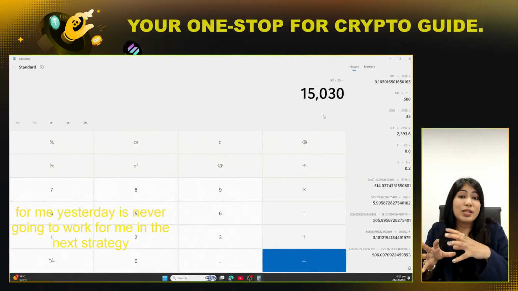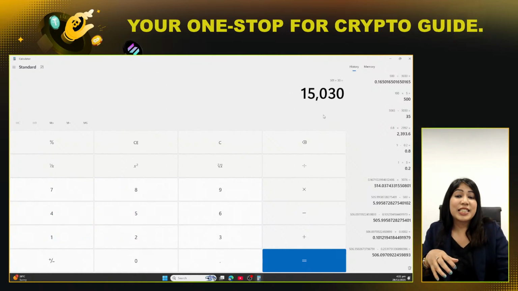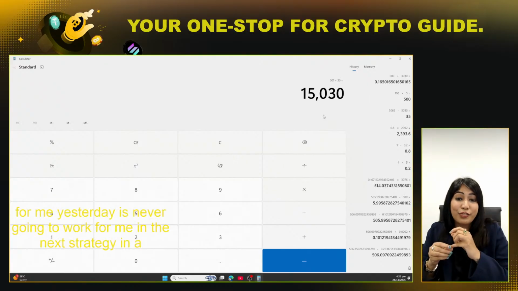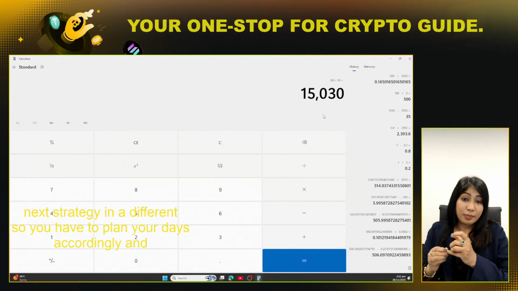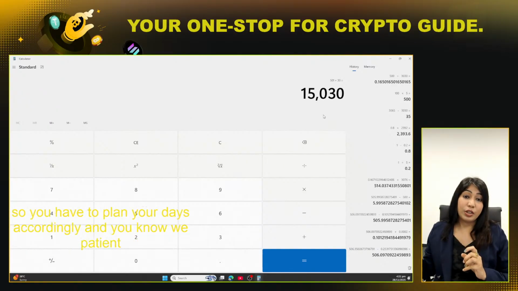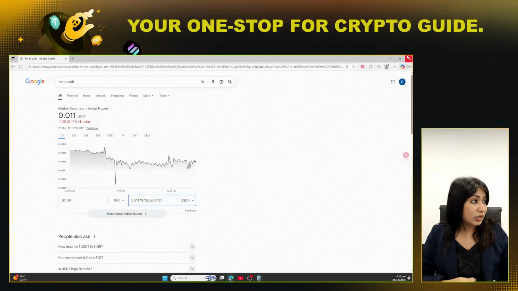तो हर रोज अलग होता है. Every day is a different day. Every strategy in a different scenario is different. So you have to plan your days accordingly, and be patient and disciplined in order to take that trade. So we positioned ourselves in the starting of the day, right?